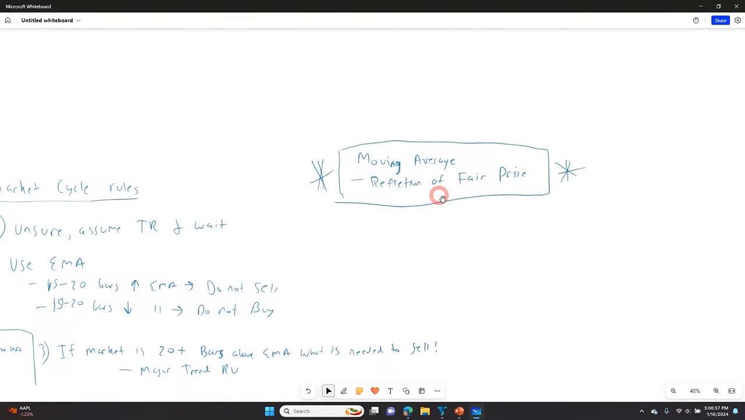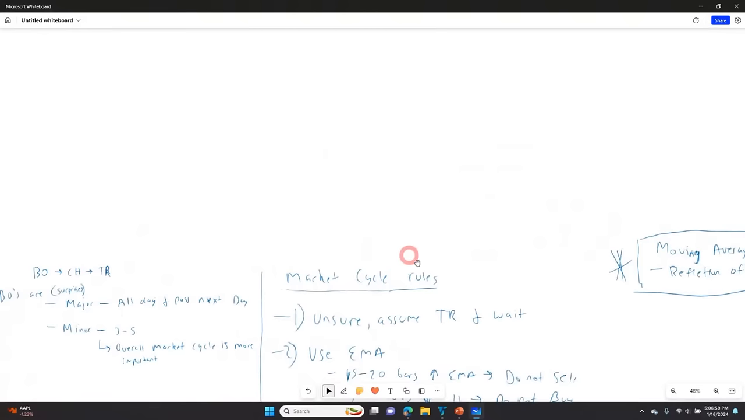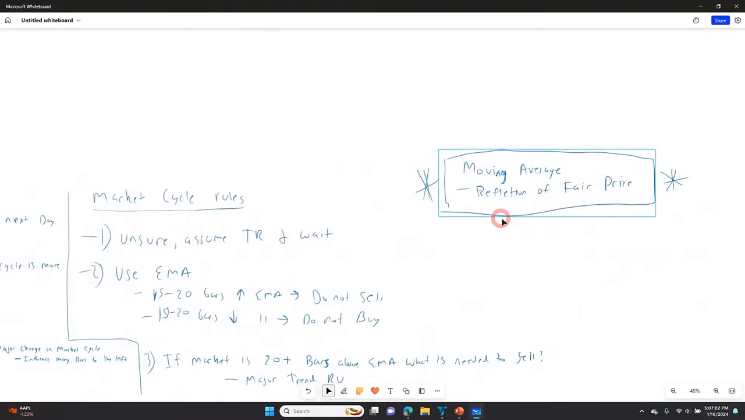And remember, the reason why we need to understand the fair price is the end of the market cycle is... so how can the end of the market cycle be the fair price?